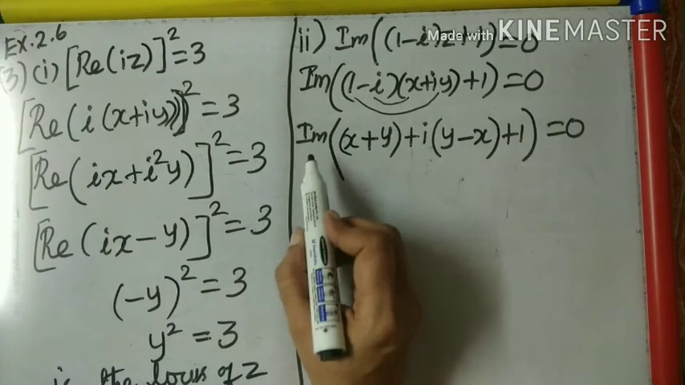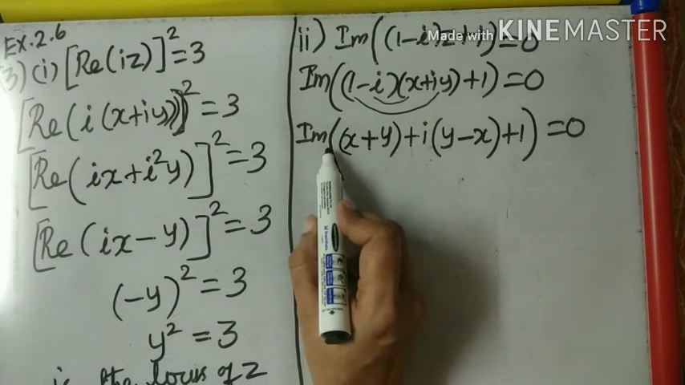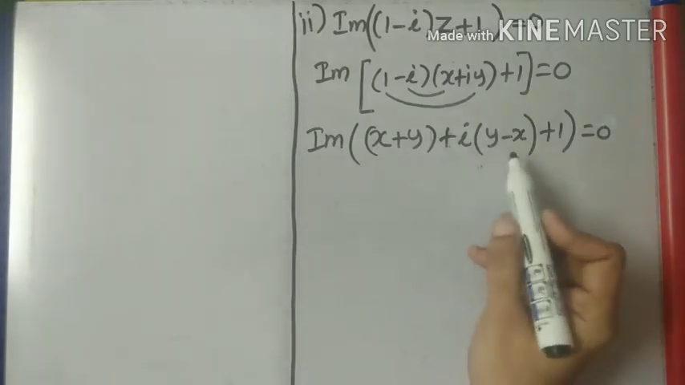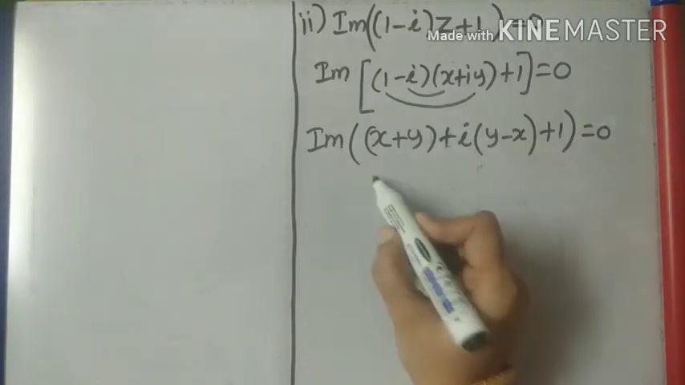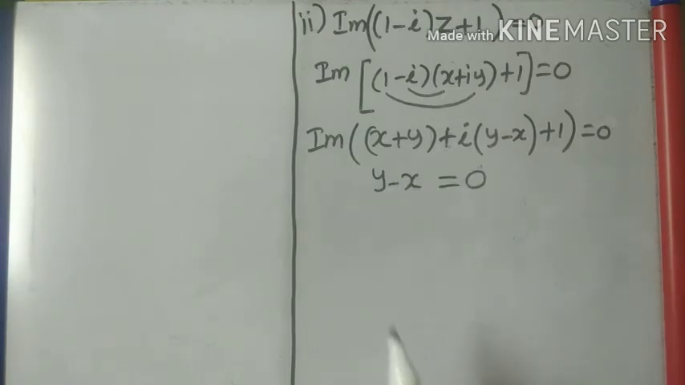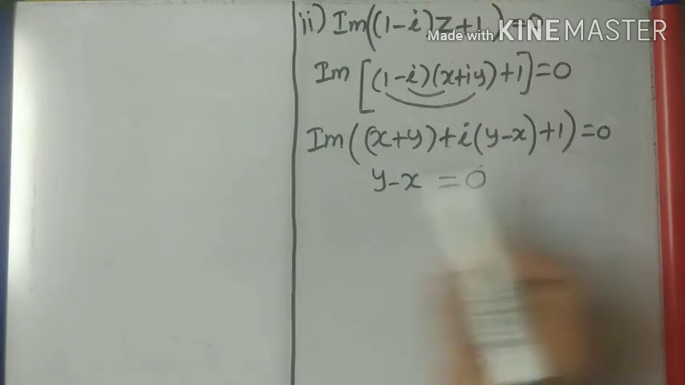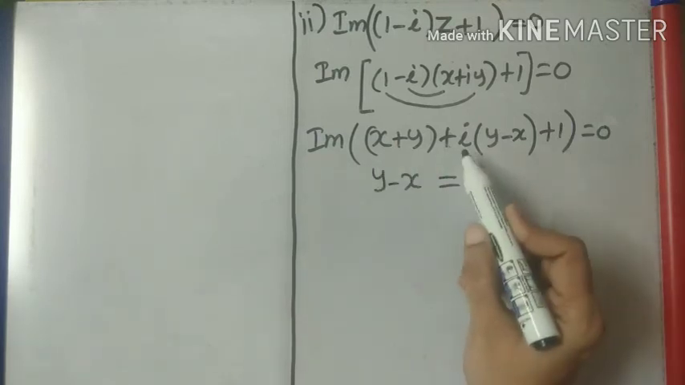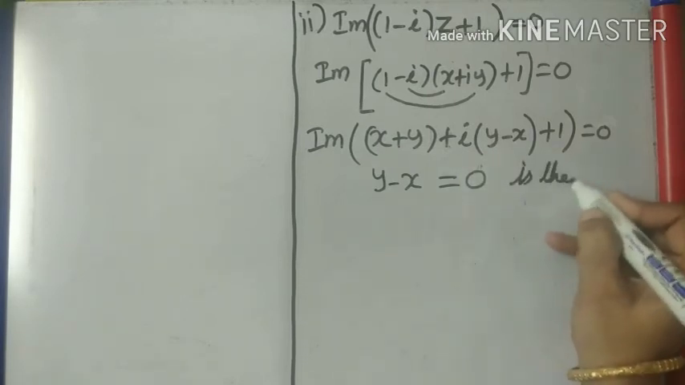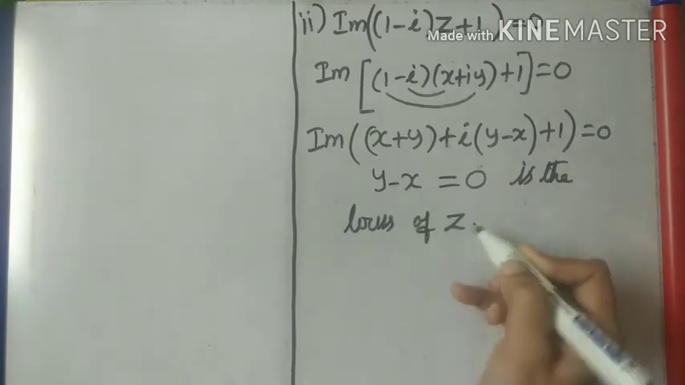My question is only the imaginary part. So the imaginary part represents all that is with i. That is y minus x is equal to 0. Let's see once again: imaginary of this particular number. Imaginary means all that is with i. So y minus x equals 0 is the locus of z. We have one more problem.